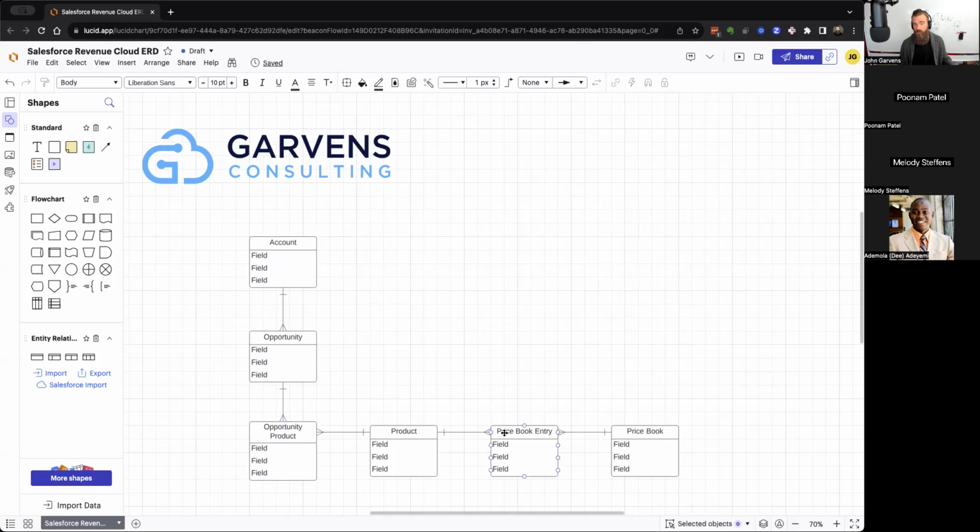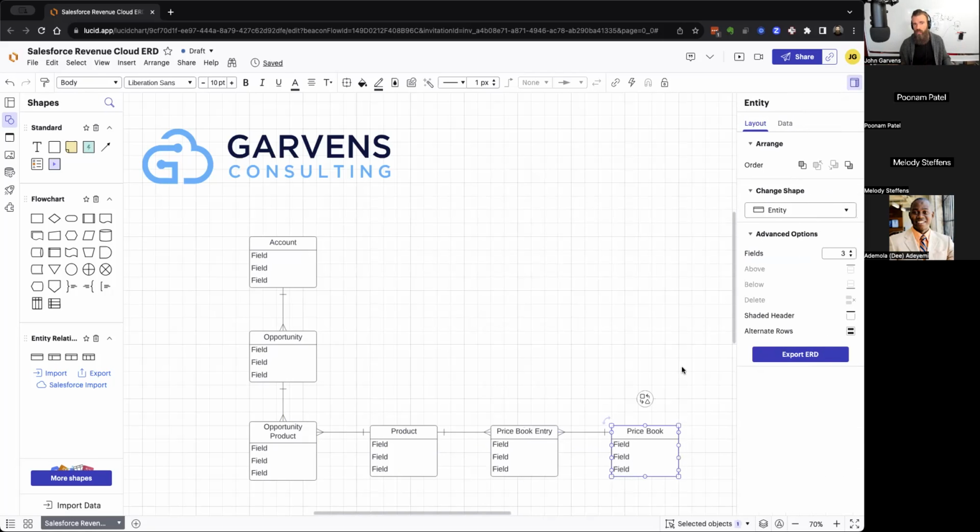A product can have multiple price book entries. This is very common in scenarios where you have multi-currency enabled, which we can talk about in another call. But if I had a company that sold products in the United States and Canada, I would need a US dollar price and a Canadian dollar price. Therefore, I would need multiple price book entries. I'll show a little bit differently how these relate and how the records correspond to one another here in just a little bit.